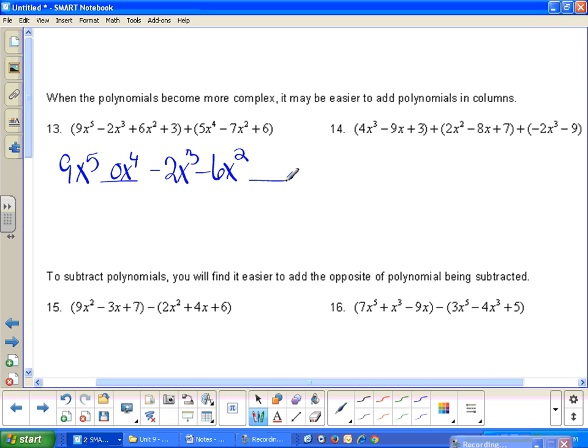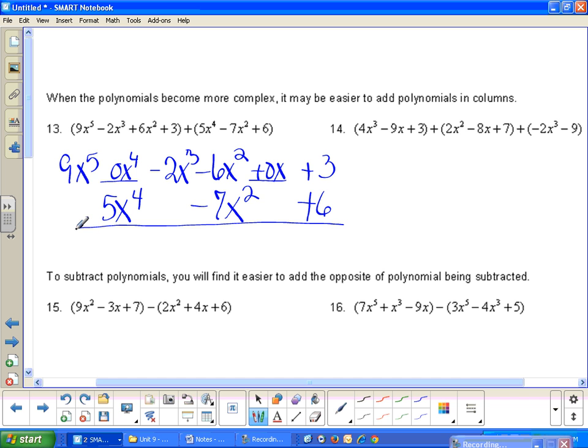We don't have a 0x, so 6 plus 0x plus 3. Our second polynomial is going to be underneath that. 5x to the 4th minus 7x squared plus 6. You can see we've got gaps in this one too. We don't have a third term. We don't have a single x. So we only combine our like terms and add these straight up and down.